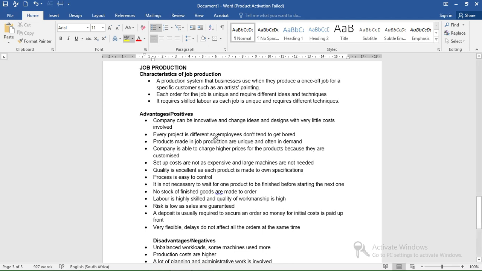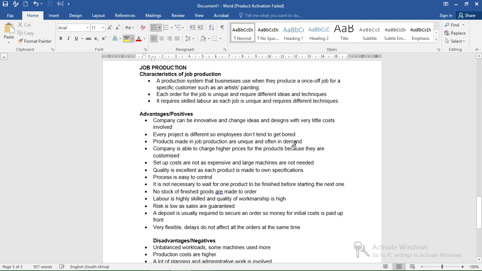Every project is different, so employees don't tend to get bored. Yes, it's motivating, it's interesting. Job production is the most interesting one. Why? Because you get to do a lot of different things all the time, and you're gaining experience and getting new challenges and doing new things that you never knew you would be able to do, right? Products made in job production are unique and often in demand.